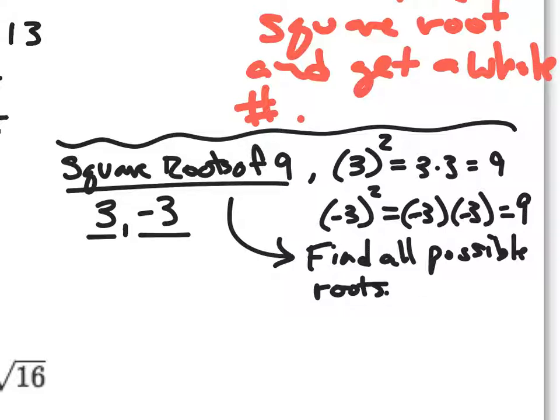Now here's the part that's weird. If I just take the square root of 9, it just wants me to find the positive one, the positive value of 3. So it's different when it says find all the square roots of 9, meaning I have to find 3 and negative 3. But if I'm just given the square root, we assume that it stays positive. So that's a little bit different.